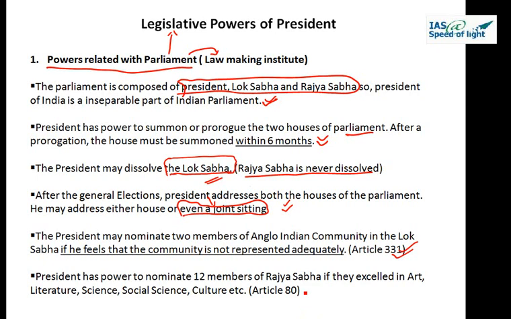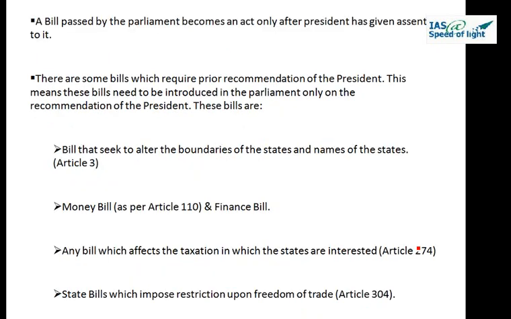The President has power to nominate 12 members of Rajya Sabha if they excel in art, literature, science, social science, culture, etc., which is given in Article number 80. So these are some of the important articles which we can mug up also, which helps us in prelims and also in mains while writing examinations.